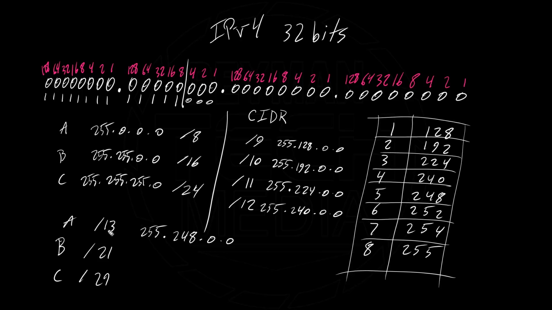They borrowed 5 bits, correct? So anytime we borrow 5 bits, it is 248. Okay, here, class B, 21. We know this is not a default subnet mask. They borrowed 5 bits, and this is basically for class B.